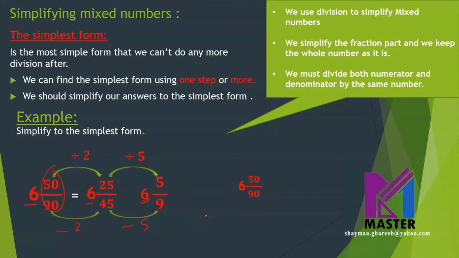Can we do the same example using one step? Yes, we can. Look at the numbers. We have 50 and 90. If I divide it up and down by 10, okay, I will get the simplest form in one step. 50 divided by 10 equals 5, and 90 divided by 10 equals 9. Then the answer will be 6 and 5 over 9. So I can simplify mixed numbers or fractions using one step or more than one step.